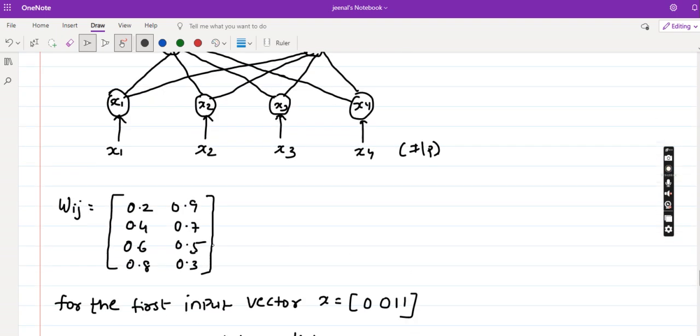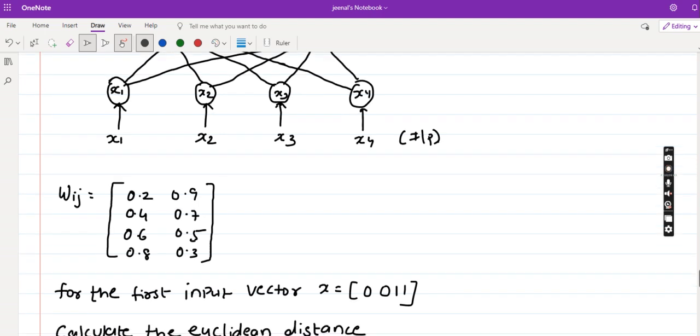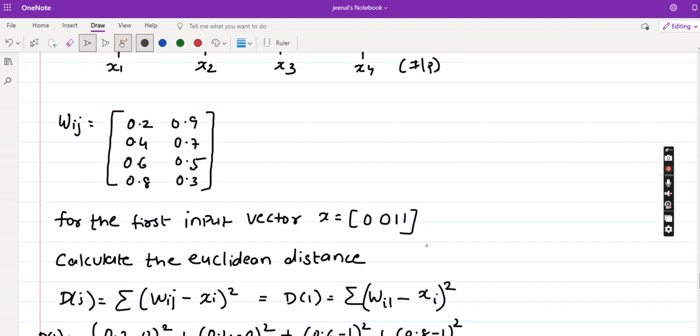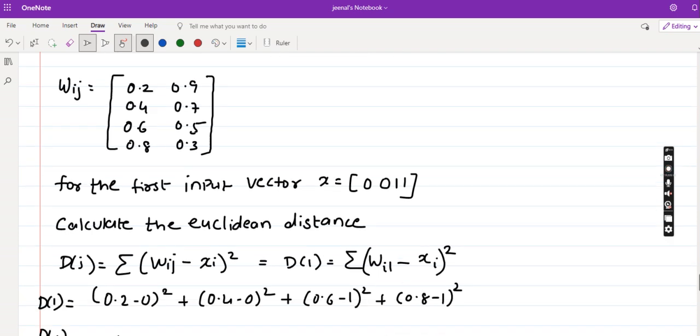The initial weights Wij are 0.2, 0.9, 0.4, 0.7, 0.6, 0.5, 0.8 and 0.3. Most probably it will be given in your question. If not, then you are supposed to assume the weights. So for the first input pattern, we will calculate the Euclidean distance, because we have to cluster: the nearest distance to the output neuron will take the value of that neuron.